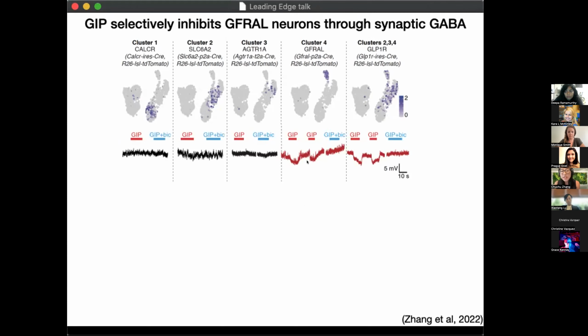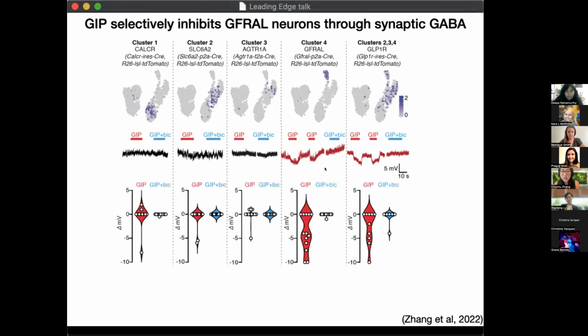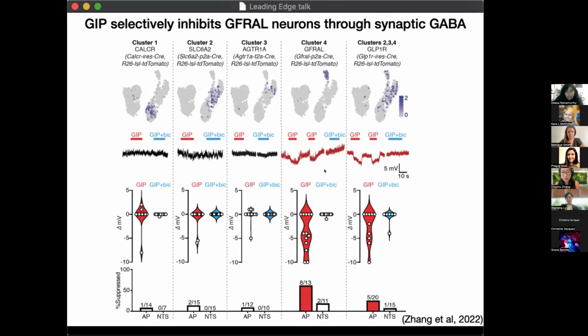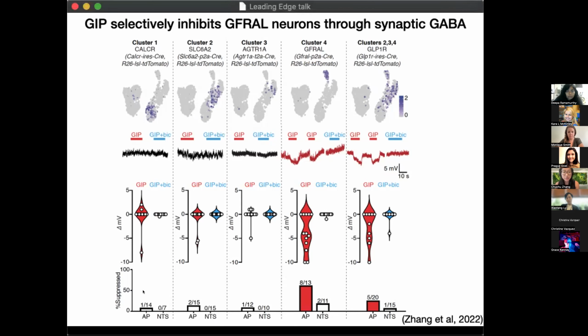The hyperpolarization can be blocked by the GABA-A receptor antagonist bicuculline, suggesting that this hyperpolarization is through GABA. And here are some of the quantifications. So together, these findings indicate that GIP can directly stimulate area postrema GIPR neurons, which in turn form local and selective inhibitory connections with the area postrema GFRAL neurons.